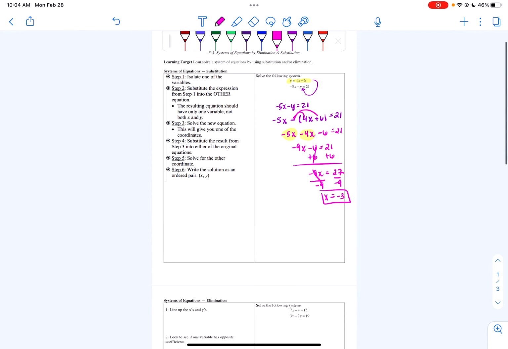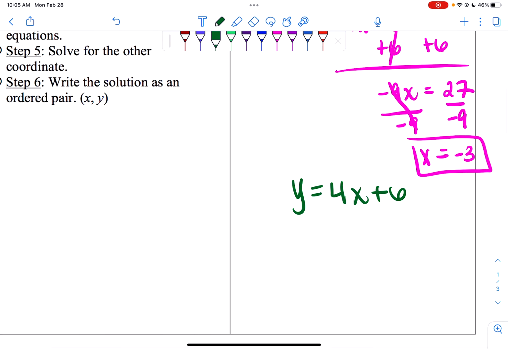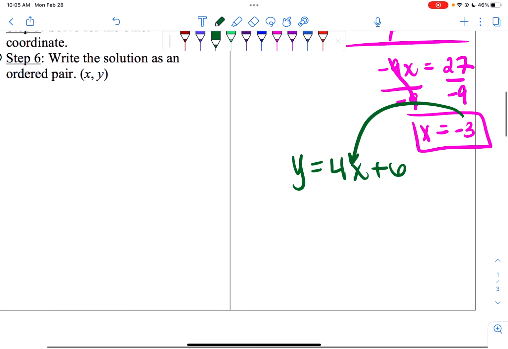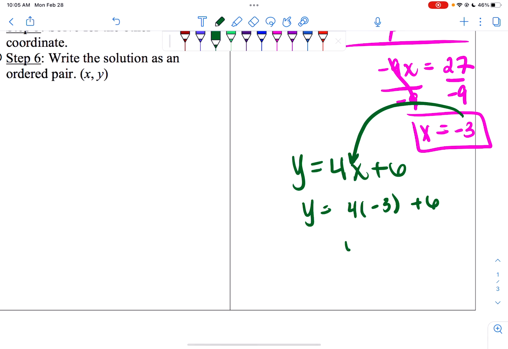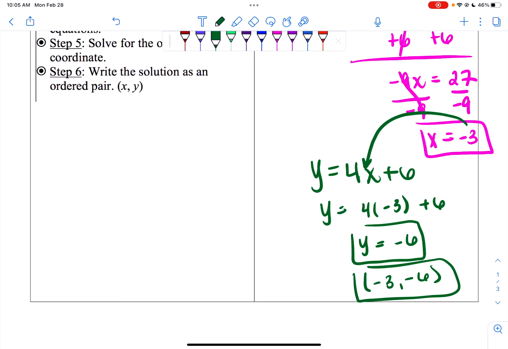But the thing is, like we said last week, these are systems. So we're going to have an x value and a y value. Now we need to find y. So what we're going to do is go to our 4x plus 6 because y is by itself. So we write y equals 4x plus 6. And everywhere we see an x, we're going to plug in negative 3. So I have y equals 4 times negative 3 plus 6. 4 times negative 3 is negative 12. Negative 12 plus 6 is negative 6. So my final answer is negative 3, negative 6. Remember, please write it as an x comma y.